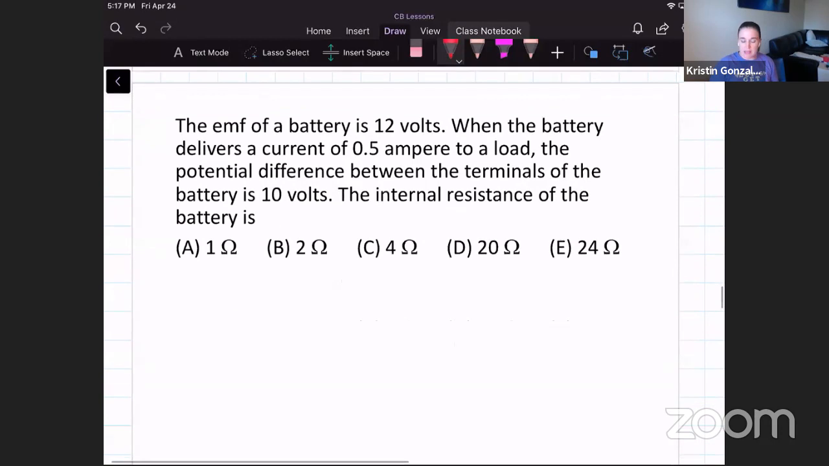What about this one? The EMF of a battery is 12 volts. When the battery delivers a current of 0.5 amperes to a load, the potential difference between the terminals of the battery is 10 volts. The internal resistance of the battery is... I'm going to draw it out. I want you to think about it for a second on how you could find that.